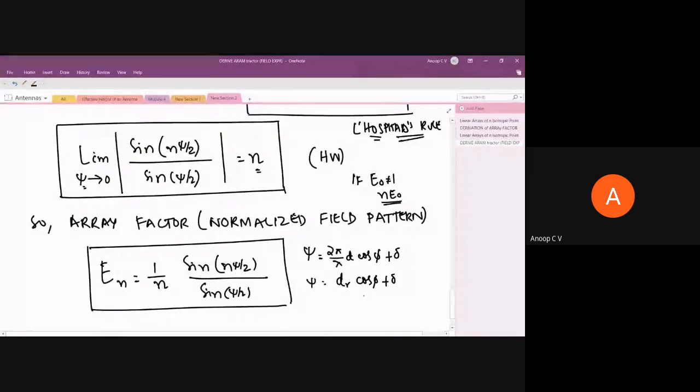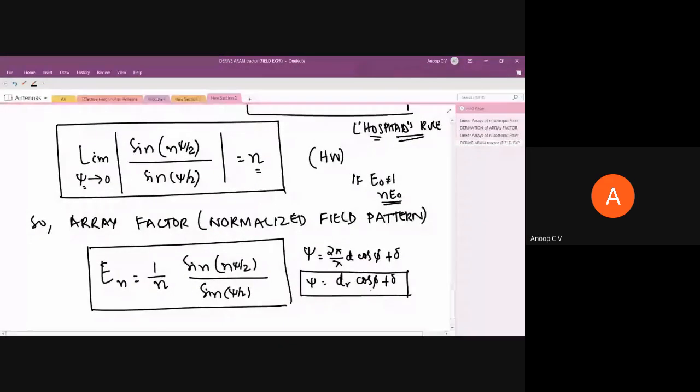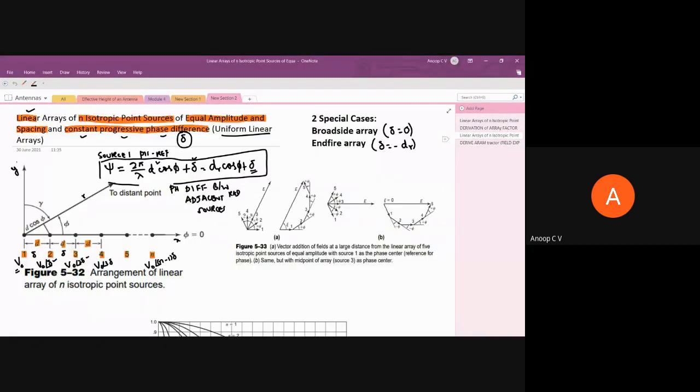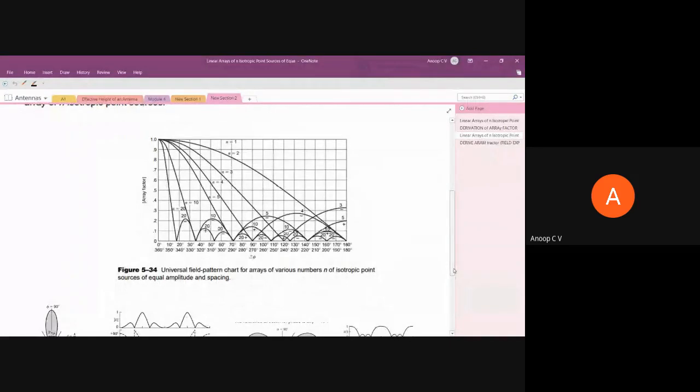So this is psi. If you know psi as a function of phi and delta, then please see this diagram. From this universal field pattern chart for arrays, you can find out the field pattern.